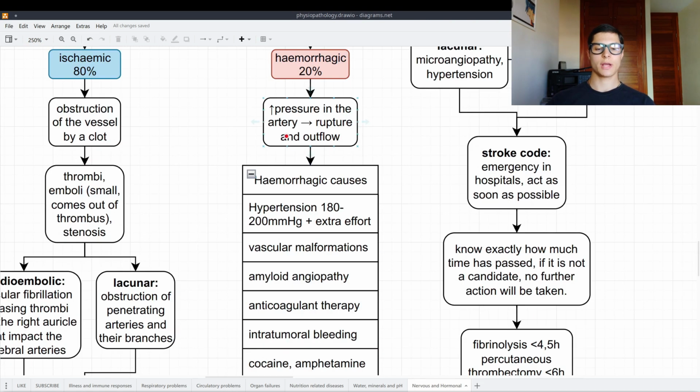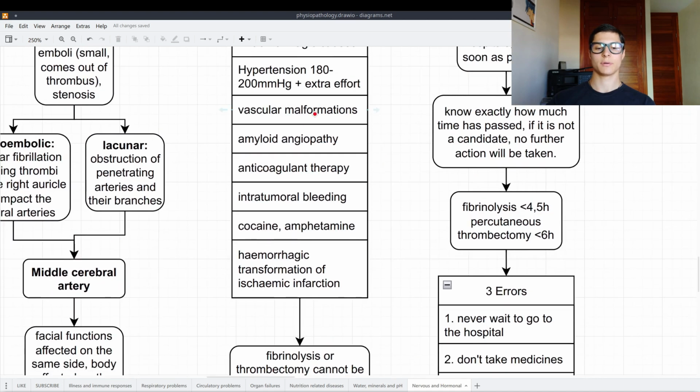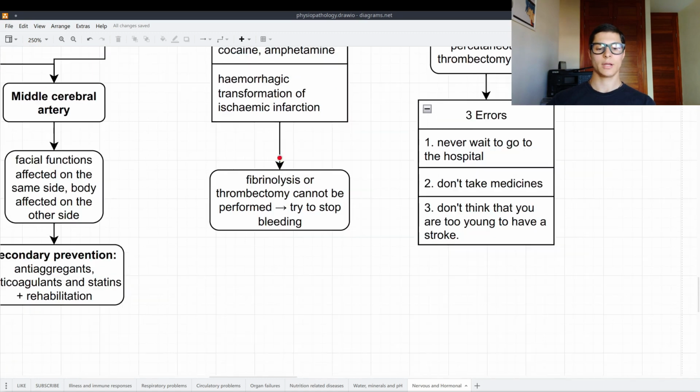The causes of a hemorrhagic stroke are hypertension, 180 or 200 millimeters of mercury, the systolic one, plus an extra effort, vascular malformations, amyloid angiopathy, anticoagulant therapy, intratumoral bleeding, cocaine, amphetamine, and also hemorrhagic transformation of ischemic infarction. Here we cannot do the fibrinolysis or the thrombectomy because the problem is different. We have to try to stop the bleeding.